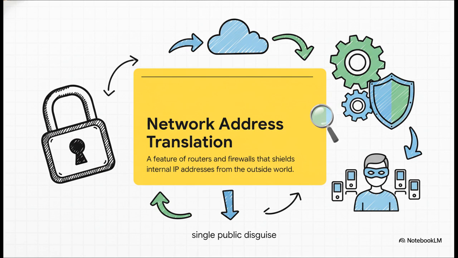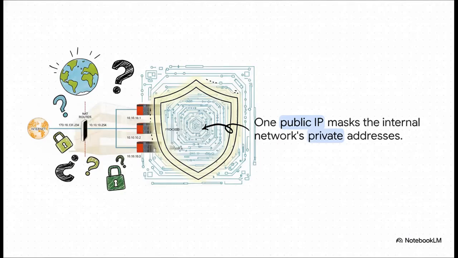It hides the real IP addresses of all your internal devices from the big, scary internet. It's kind of like giving your entire network a single public mask to wear. And here's a peek at how that works. See, to the outside world, there's just one public IP address. But behind that NAT router, you've got a whole bunch of devices, each with its own private address. That router is working overtime, constantly translating between that one public address and all the private ones, basically acting as a gatekeeper that cloaks your internal setup from anyone snooping around.